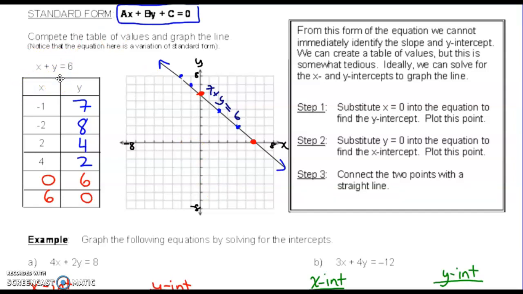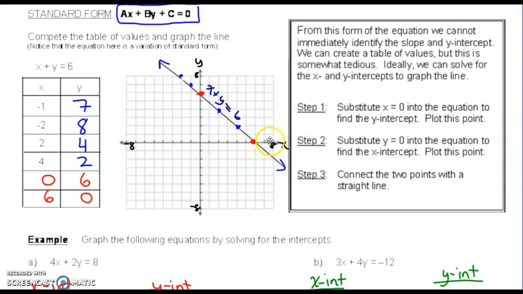Now, more often than not, our equations in standard form have coefficients in front of x and y different than 1. Could be a 5, could be a -3, could be lots of different options there, which makes my table of values more difficult to create. So as an alternative to creating a table of values, which can be tedious, I can solve for 2 specific points. I can solve for my x and my y intercepts.